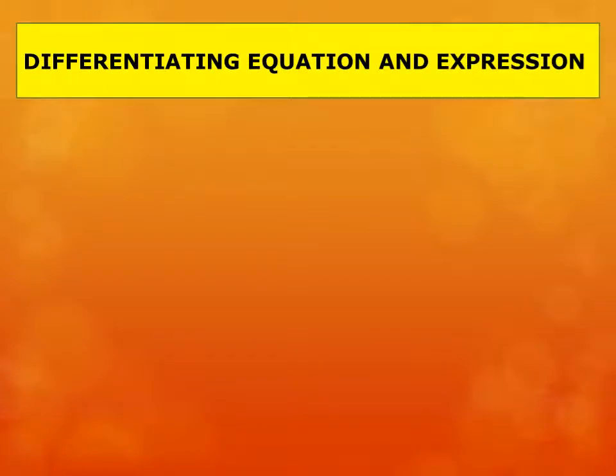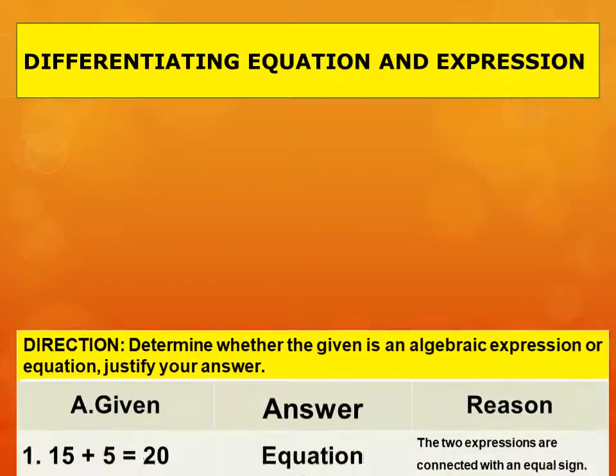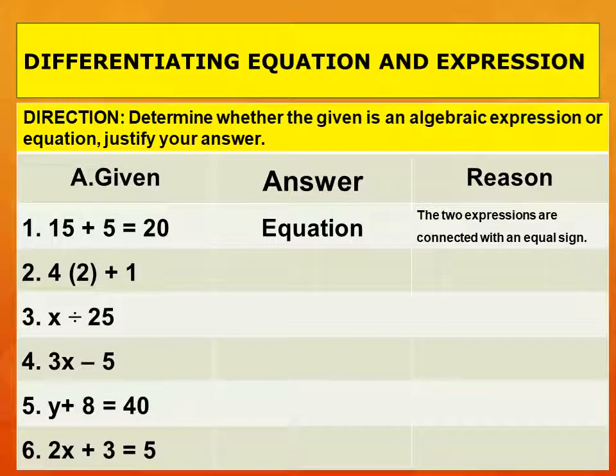Let's try this one, differentiating equation and expression. Direction: Determine whether the given is an algebraic expression or equation. Justify your answer. Here you can see the table. We have three columns, which are first the given, then your answer, either equation or expression, and then the reason why you answered that. So let's try to answer the given 2, 3, 4, 5, and 6.